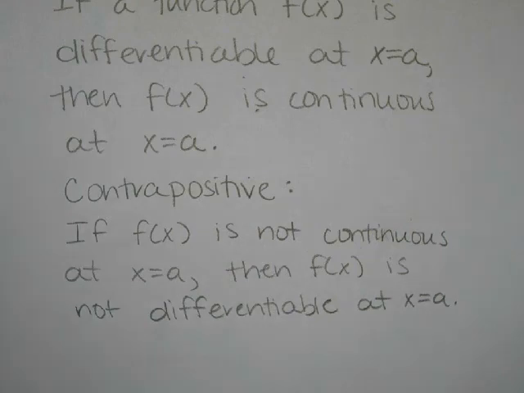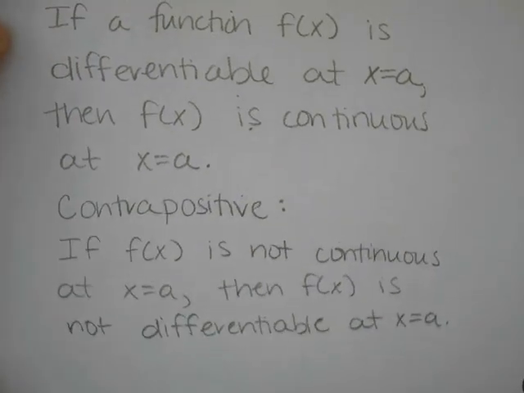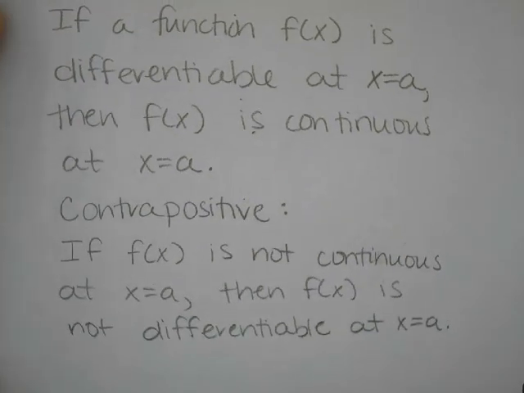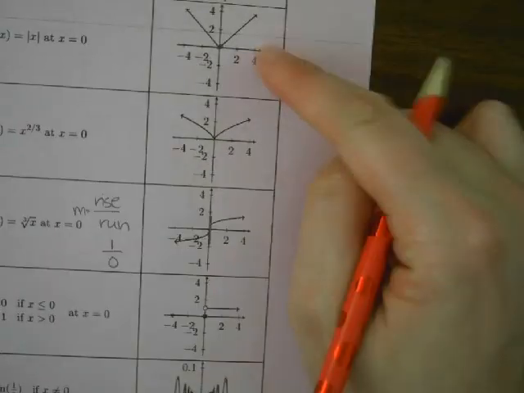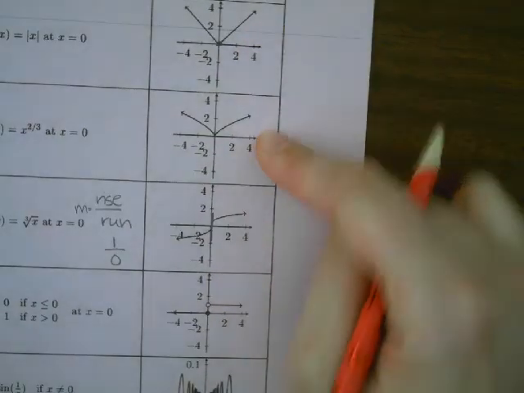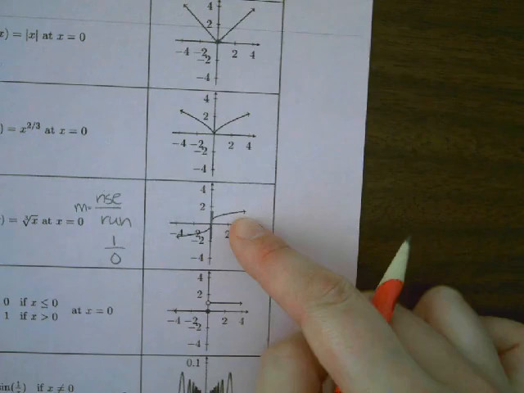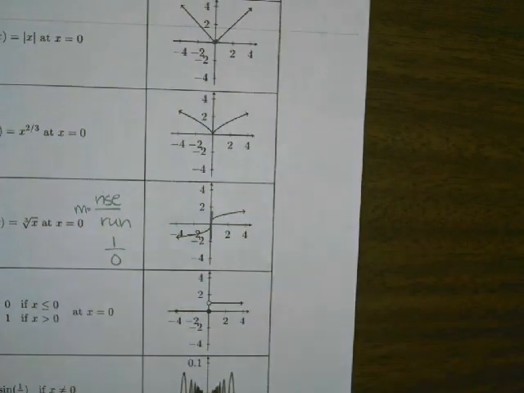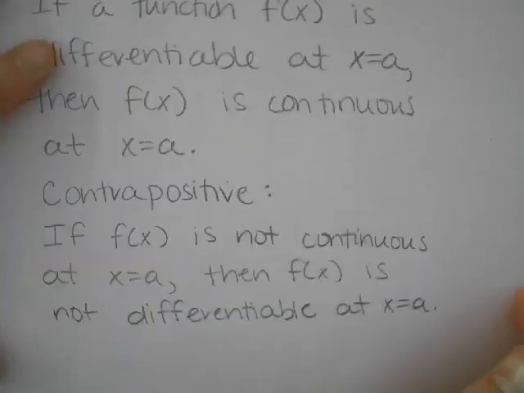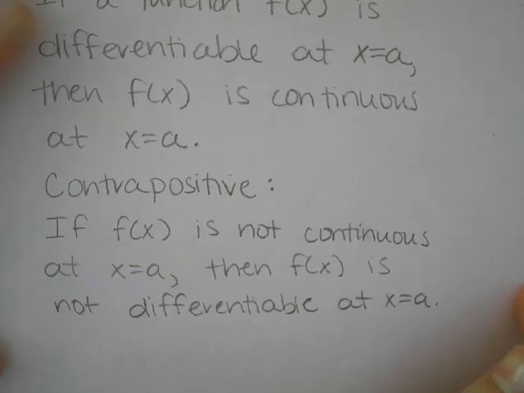it being differentiable. So we can't assume that just because it's continuous means it is differentiable, because if you look at the front side of your sheet, these two graphs right here, well, all three of these are all continuous, but they're not differentiable at 0. So it doesn't mean if it's continuous, it is differentiable. But the flip of that is true. If it is not continuous, it is definitely not differentiable.